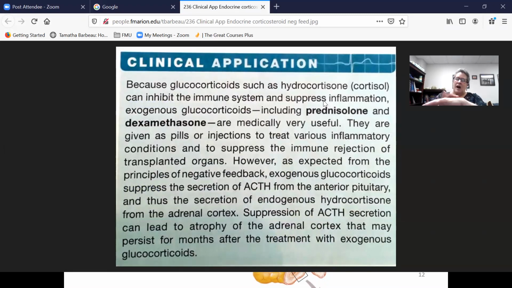Glucocorticoids, like the topical hydrocortisone you can put on your skin, can suppress inflammation, but they can also slow healing. Now, the glucocorticoids like prednisone, dexamethasone, prednisolone, all those alones, are given to decrease inflammation. Sometimes they're given to suppress the immune system, but most of the time they're given for anti-inflammatory effects.